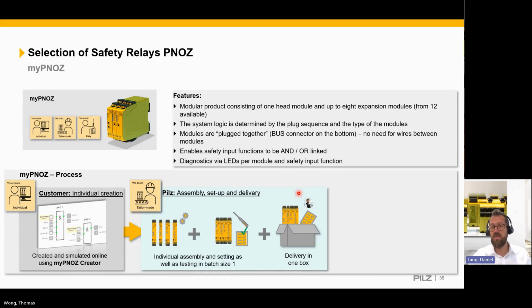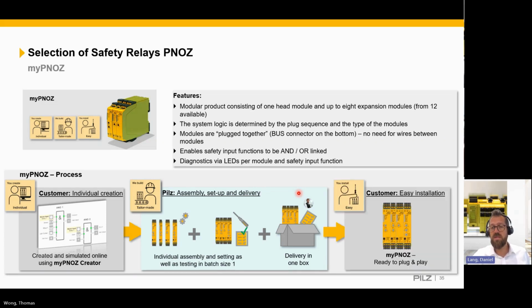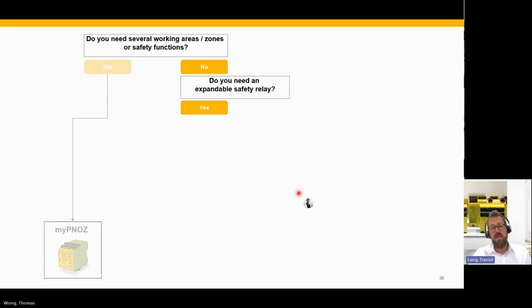And it will also come with a wiring diagram, so that you have a very easy installation. You take the MyPnot, put it in the control cabinet, wire it like the provided wiring diagram, and then you're done. It's plug and play. And since you tested it and it comes from your solution, it works. Very easy.